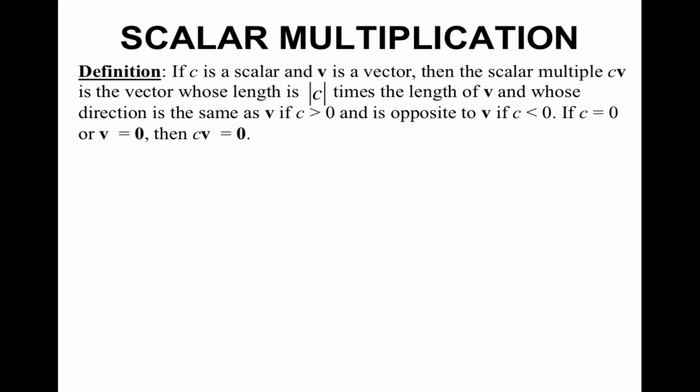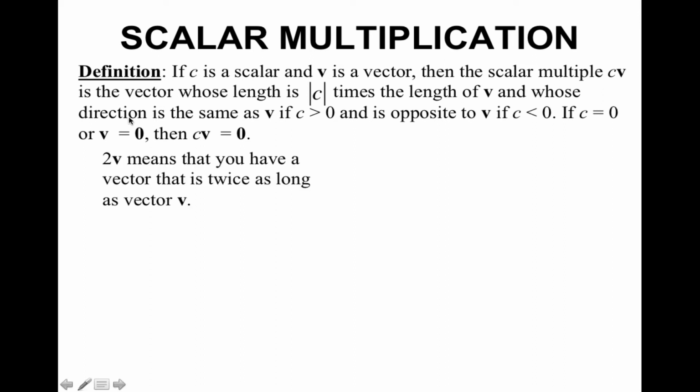So scalar multiplication. If c is a scalar and v is a vector, then the scalar multiple, c times v, is the vector whose length is the absolute value of c times the length of v, and whose direction is the same as v if c is greater than 0, and is opposite to v if c is less than 0. If c is equal to 0, or vector v is equal to the 0 vector, then c times v is equal to 0. So let's look at an example.